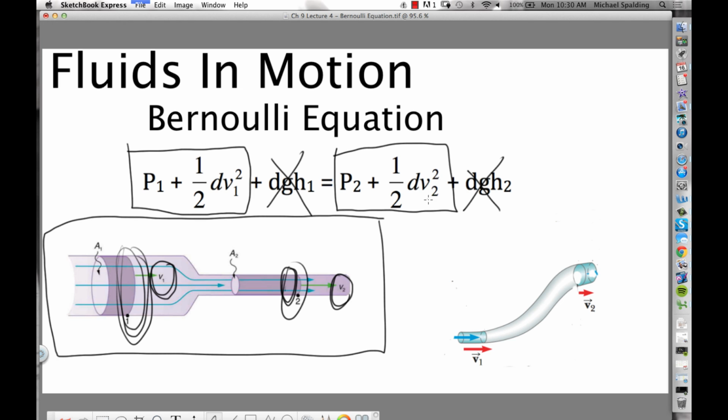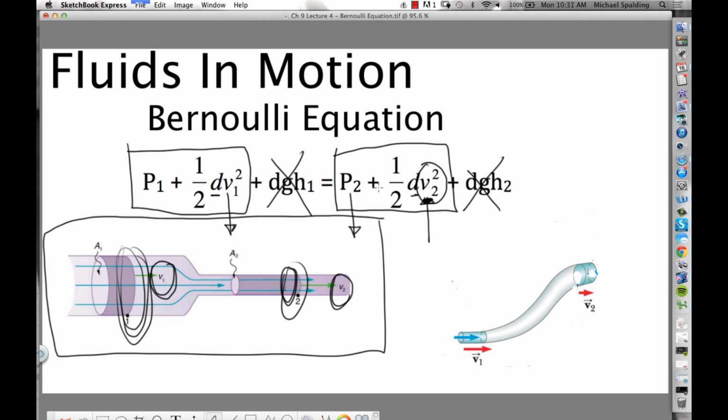So V2 is larger than V1, right? So put arrow up for larger, arrow down for smaller. The D's are the same. The D's are a constant. So look, just looking at this equation, if V2 is big, what must be true about pressure 2? It must be small in order for these two boxes to be equal.